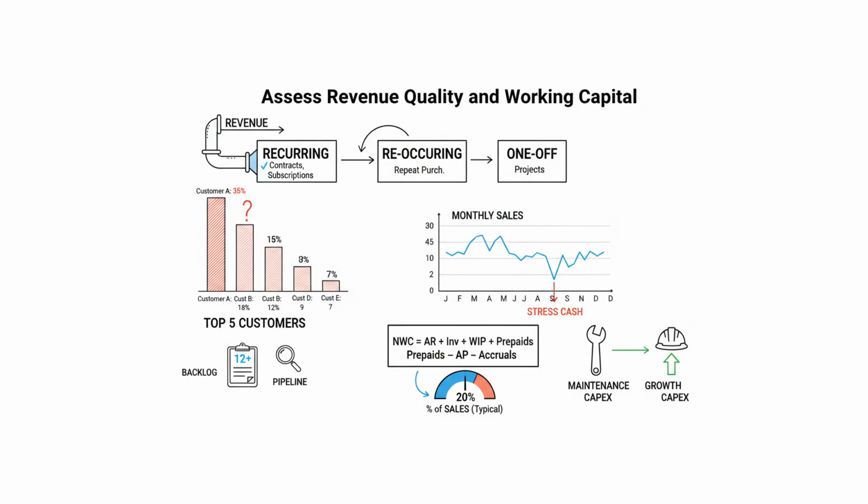Check churn and retention for recurring streams. Plot seasonality on a simple monthly line. Deep troughs stress cash. Evaluate backlog and pipeline to gauge near-term visibility.